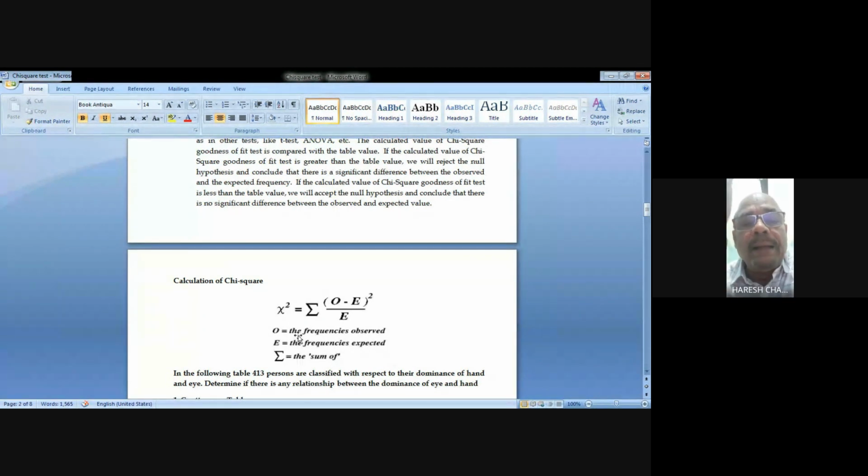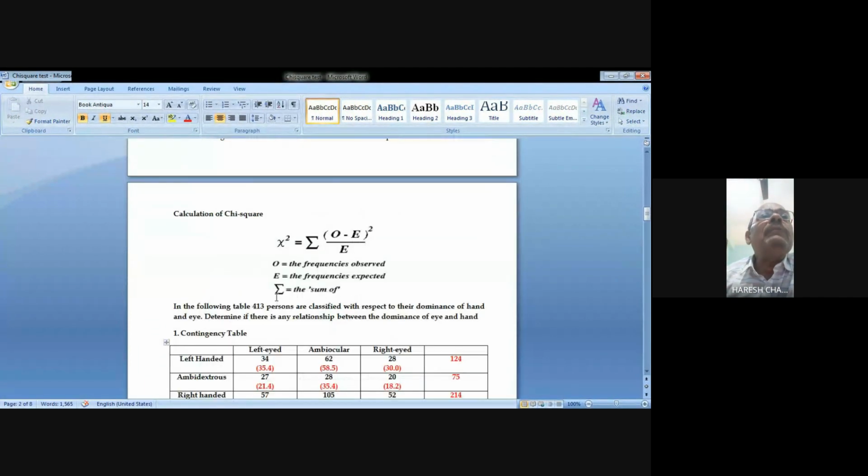Now, chi-square test is one of the important non-parametric tests, and it is used for verifying the quality and the characteristics of any distribution. Now, let me give you an example. In the following table, 430 persons are classified with respect to their dominance of hand and eye. Determine if there is any relationship between the dominance of eye and hand. One situation I am telling where you are supposed to use chi-square test.